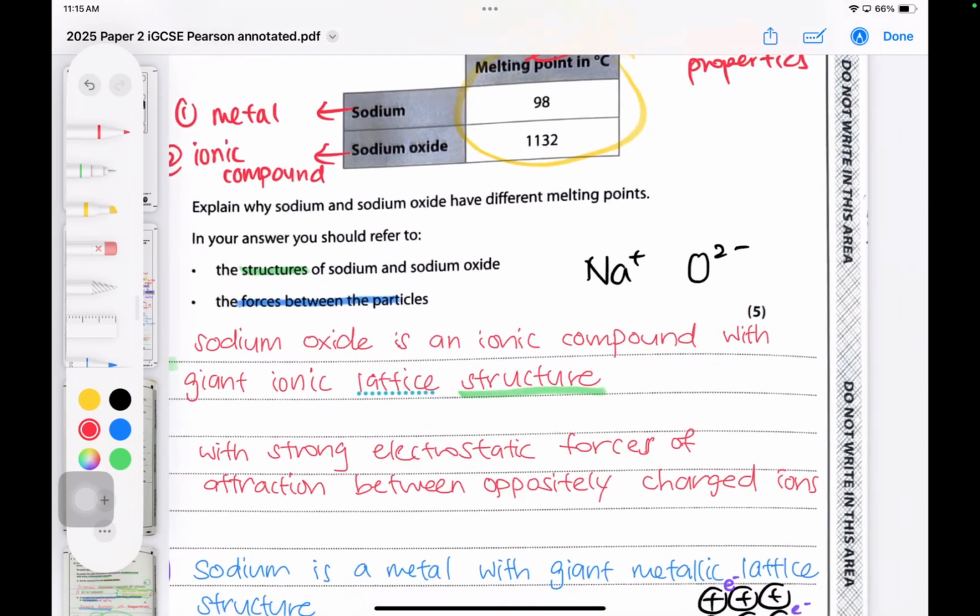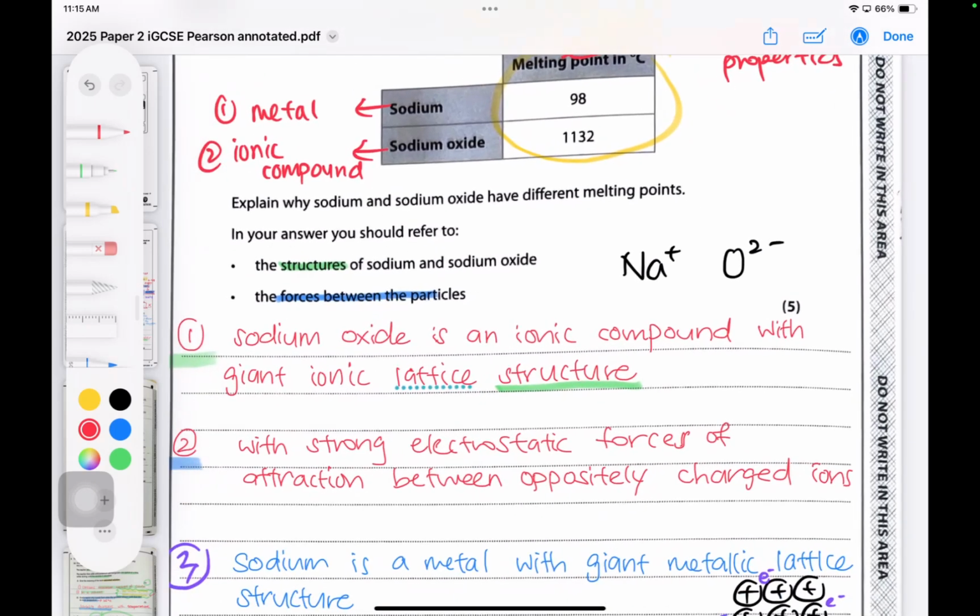Based on your answers, they make it very clear, your answers should refer to the structure of sodium and sodium oxide. So that's 1 mark, okay? Maybe I just label it 1 mark, 2 marks, and then the forces between the particles. So again, sodium, 1 more mark here for forces, and then another mark for sodium oxide. So all along, you should have 4 marks if you follow these examples. And then the 5th mark, because it's a 5-mark question, is when you compare, okay? Before things get too overwhelming, we can break it down one at a time.